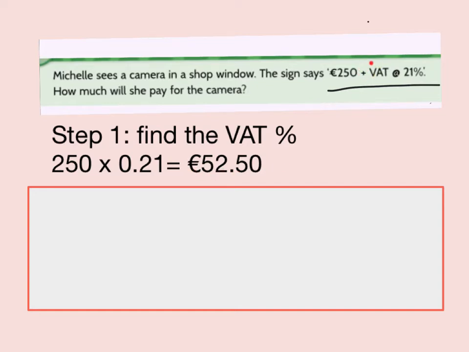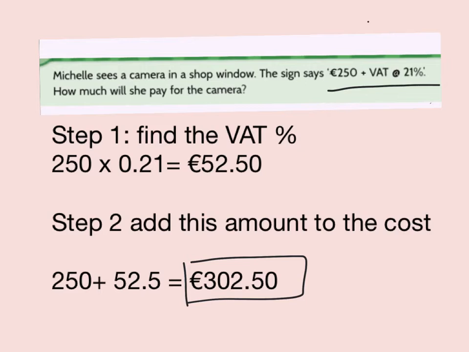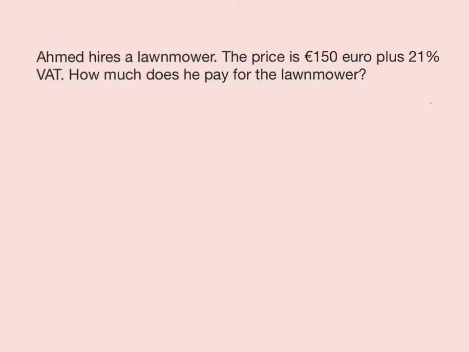Now, because we can see here that it says plus VAT, we need to add that on. And that's going to be our second step. So, step two, add this amount to the cost. So I have my 250 plus my 52.50. And Michelle, when she goes to actually buy that camera, she has to pay 302.50 for it.